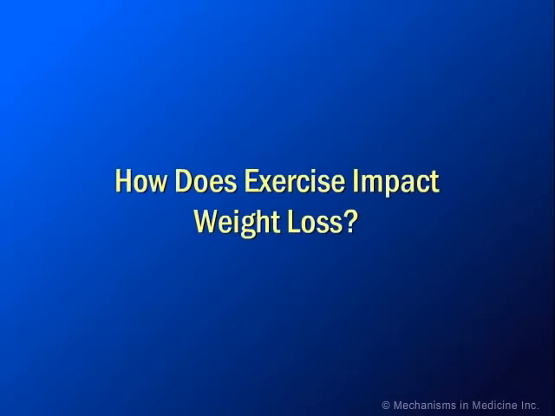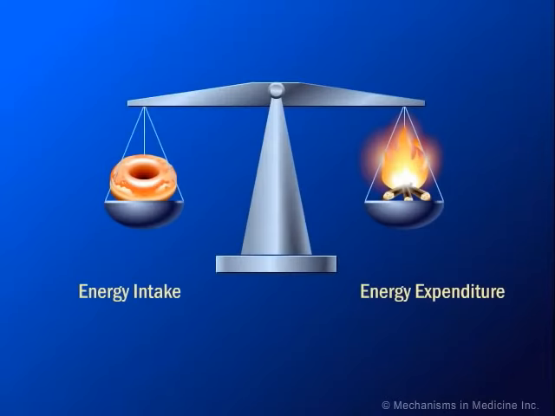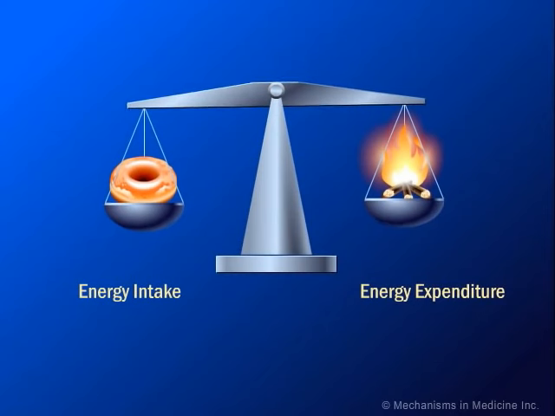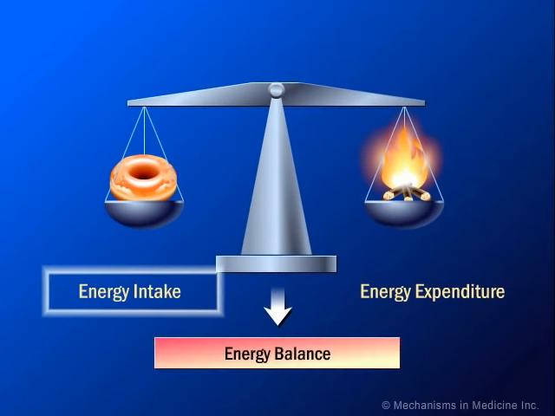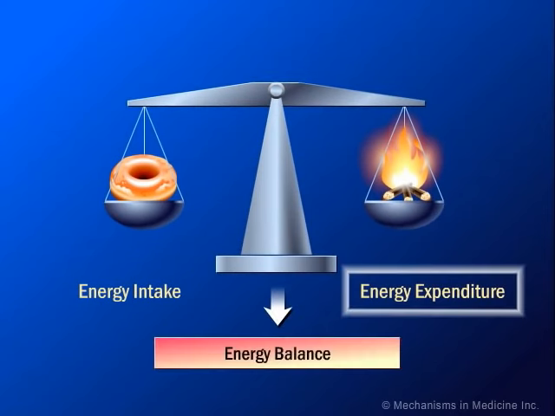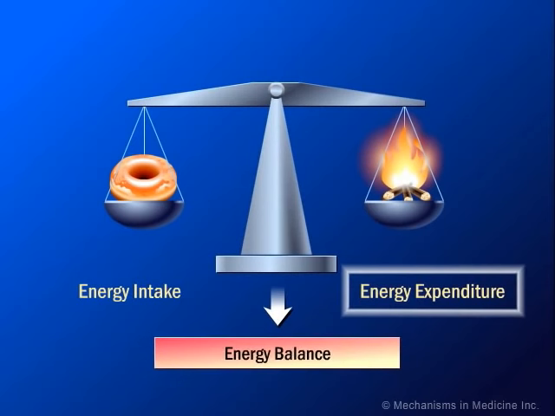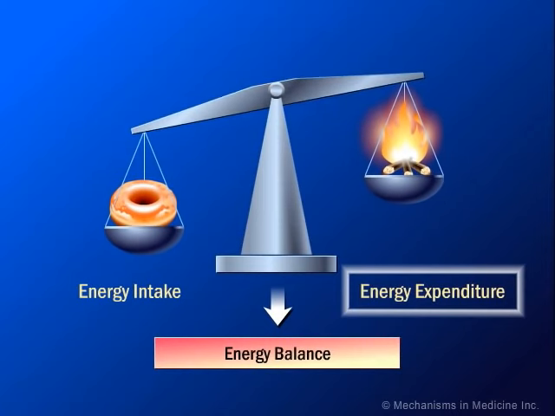In this animation, we discuss the concept of physical activity and exercise as they relate to obesity. In humans, there is a fine balance between energy intake and energy expenditure. Energy intake is in the form of food, and energy expenditure is in the form of the basal metabolic rate and physical activity. The difference between energy intake and energy expenditure is the net energy balance.